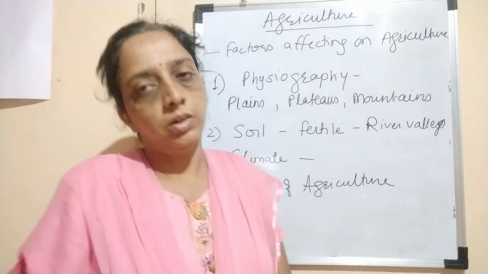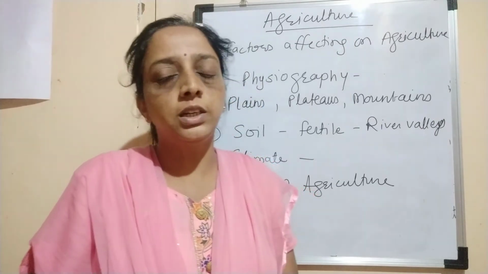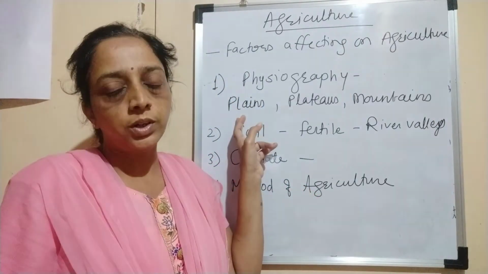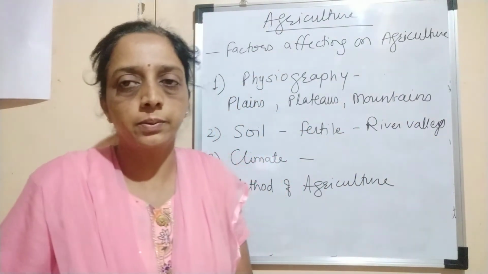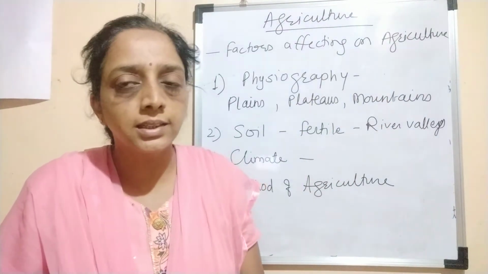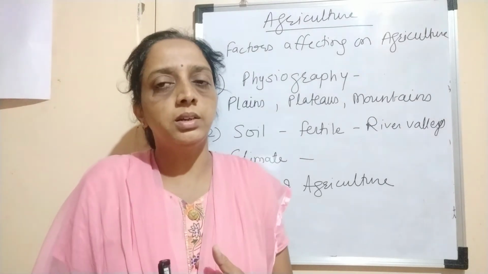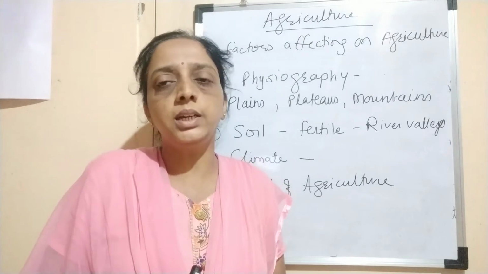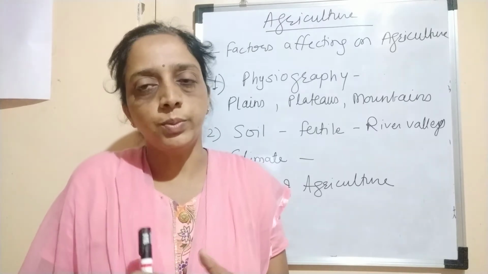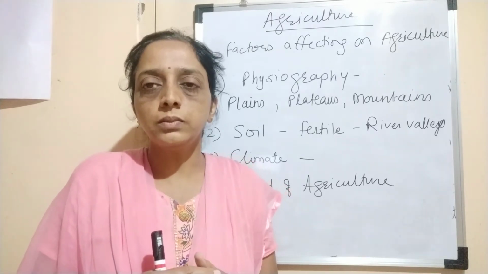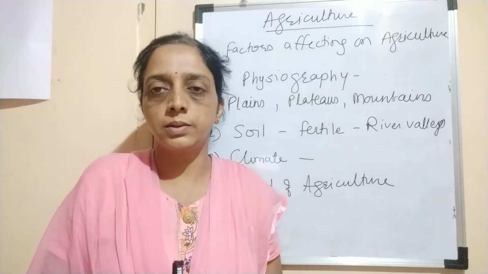The first factor is physiography. Physiography, we all know, means the physical features. There are three physiographic divisions: plains, plateaus and mountains. Mountains are inaccessible. There is a slope. In some areas there is a steep slope, in some areas it's gentle. In gentle slope areas, terrace farming is practiced for domestic purposes. But in steep slope areas, agriculture cannot be practiced.